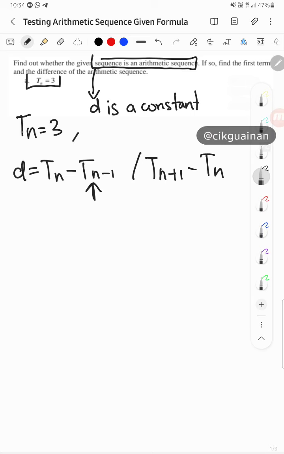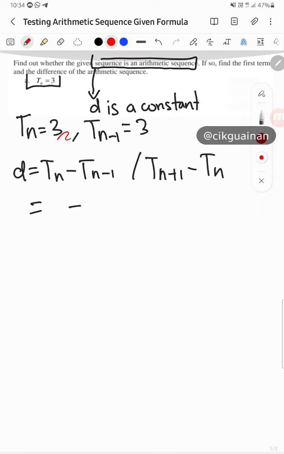Over here, you have to look inside the given Tn and watch out for any n. In this case, there's no n. So Tn minus 1 is just the exact copy. If there's an n, maybe in the next example I'll show you how. But in this example, no need to change anything. Tn and Tn minus 1 are the same thing. Next, we just substitute.